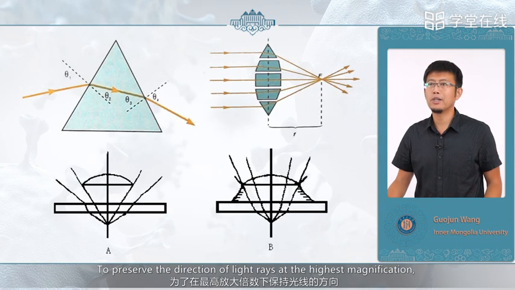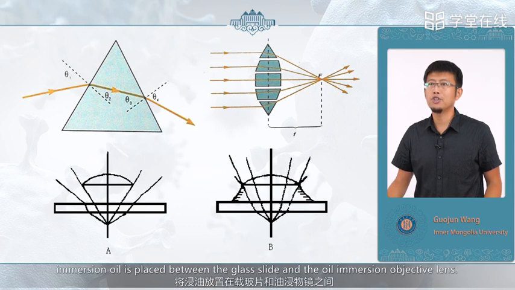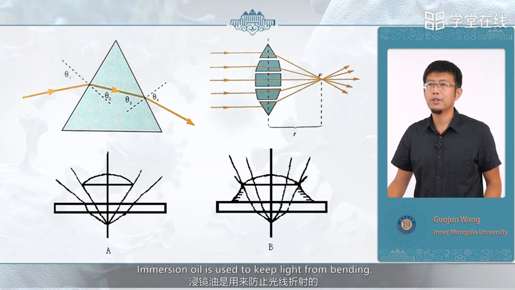To preserve the direction of the light rays at the highest magnification, immersion oil is placed between the glass slide and the oil immersion objective lens. Immersion oil is used to keep light from bending.